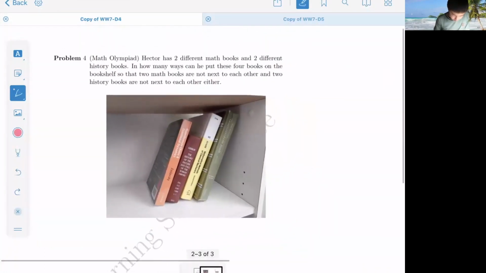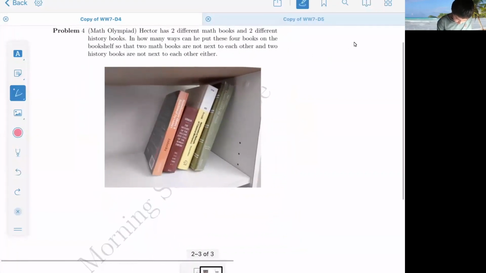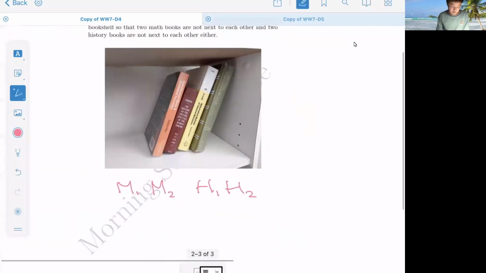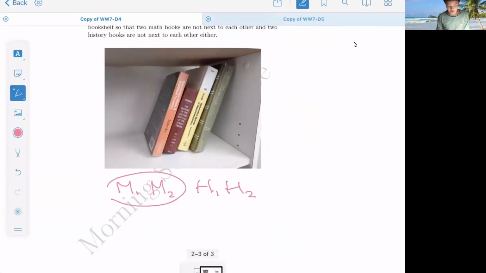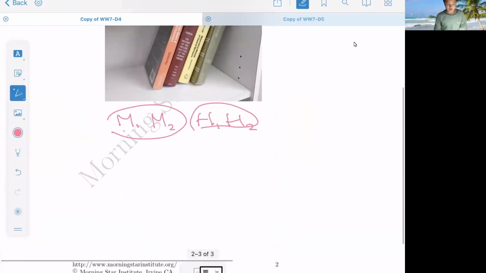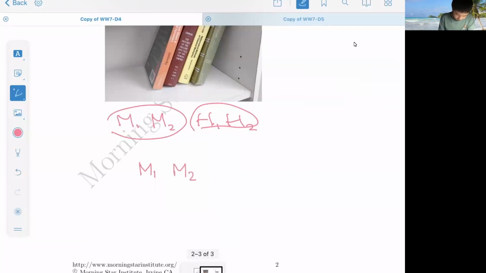This is problem number 4. So we can call the math books Math 1 and Math 2. We can call the history books History 1 and History 2. So these 2 math books cannot be together, and these 2 history books cannot be next to each other. So first of all, we fix Math 1 and Math 2 so that math comes first in this line. So the history must go here and here. So History 1, History 2.